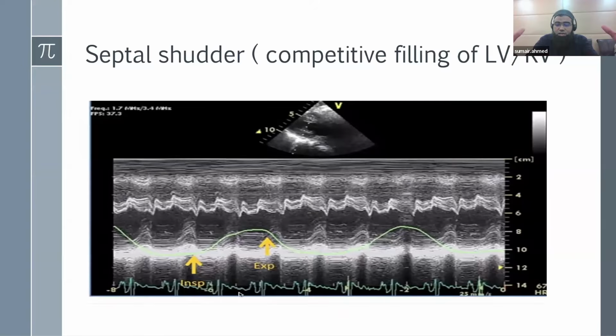In systole the septum comes regularly, and then in diastole it does not go back smoothly. In diastole it actually jerks inside and then again goes back. And this is because of the RV filling and LV filling, and both are competing with each other due to the encased, stiff pericardium.